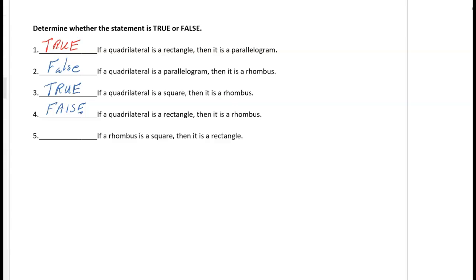And then question number 5. If a rhombus is a square, then it is a rectangle. So a rhombus means it has 4 congruent sides. It's a square, so it has 4 right angles. So if it has 4 right angles, it is a rectangle. So this is true. So I hope you found this useful.